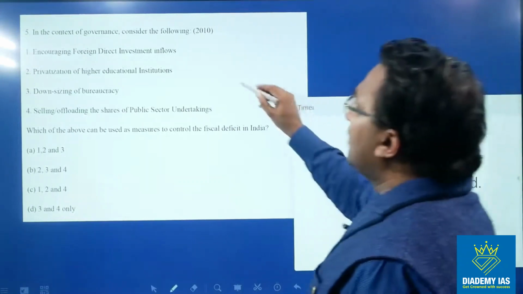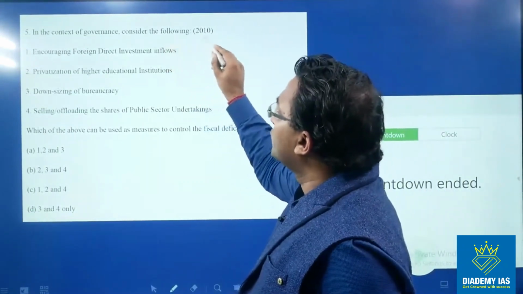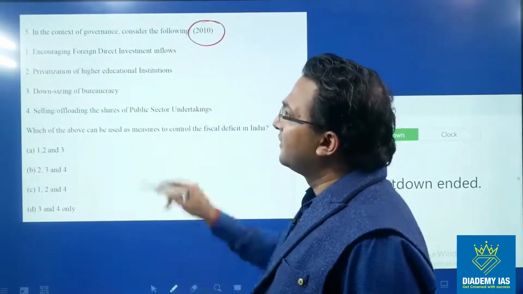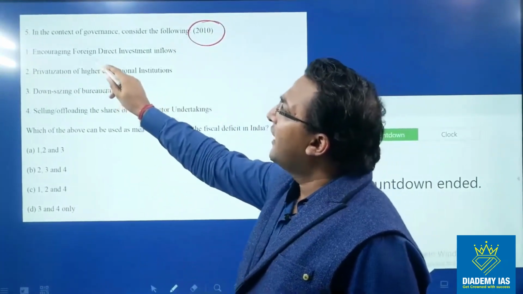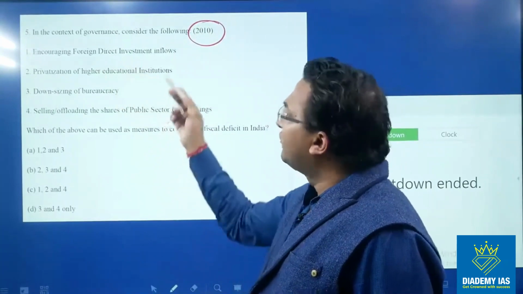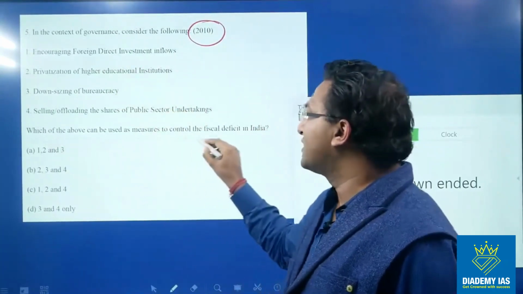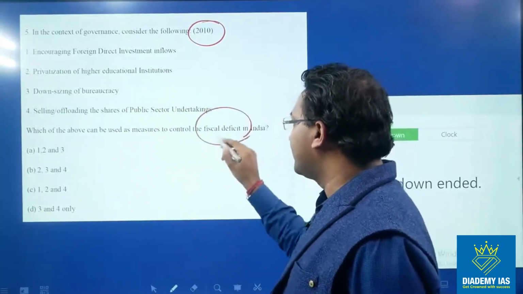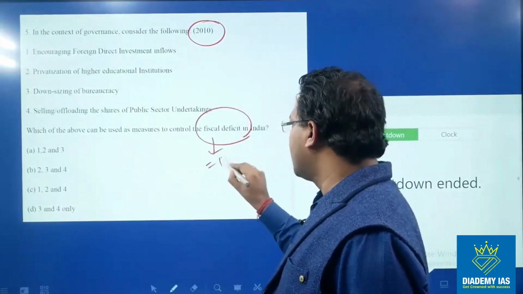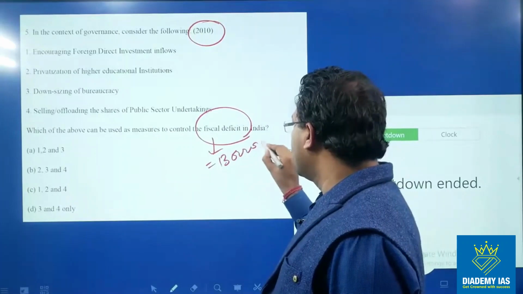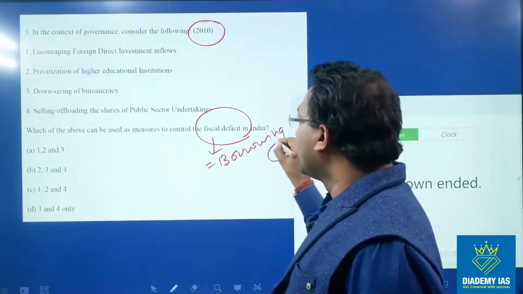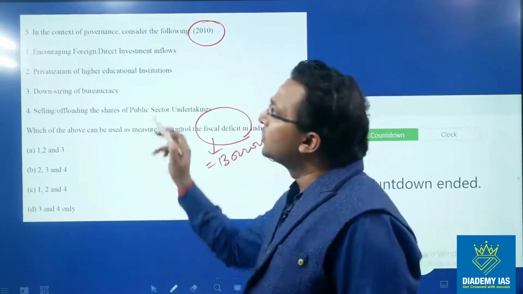In the context of governance, consider the following. So this question was asked in 2010. Number 1, encouraging FDI. Before reading the statement, let us see what the question is. Which of the above can be used as a measure to control the fiscal deficit? So fiscal deficit is always equal to the amount of borrowing and other liabilities, right? So how can the fiscal deficit be reduced?